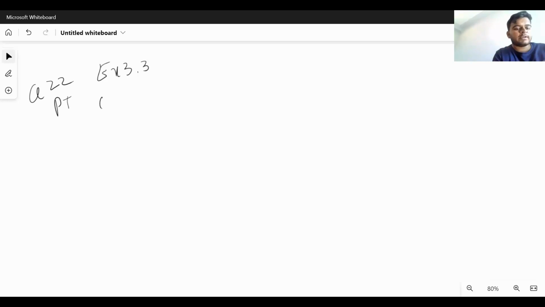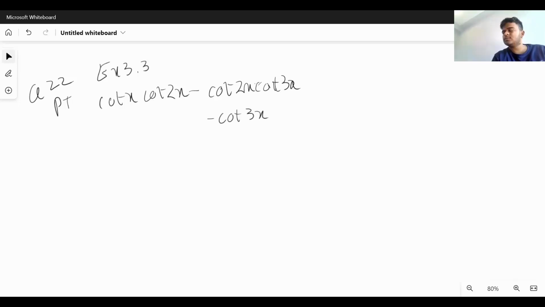We need to prove that cot 2x minus cot 2x cot 3x minus cot 3x cot x equals 1. Correct? This is something that you're going to have to prove here.